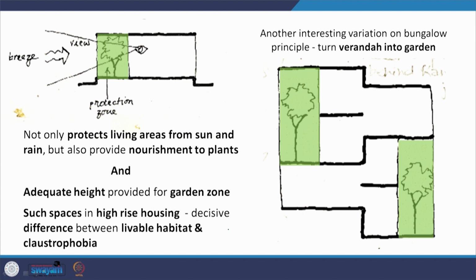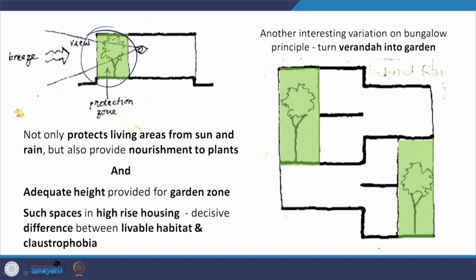Now this did not really happen in the sense that the idea was conceptually seen by the architect, and that was that there would be a protection zone and a garden would be planted in this zone in the veranda space, not only because it protects the living area from the sun and the rain, but also because being this double height vast space, it would provide proper nourishment to the plants, adequate height for the garden zone, and such spaces in high rise housing are important because this makes the decisive difference between actually making a habitat that is livable or creating a claustrophobic environment that you do find today in these tall high rise apartments closely packed together.